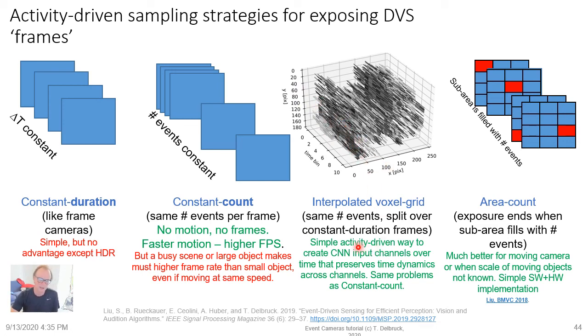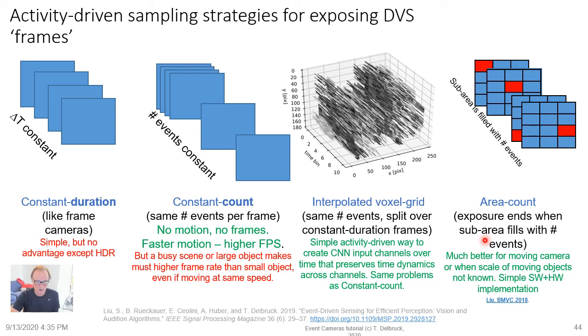This is a simple activity-driven way to create CNN input channels over time that preserves time dynamics across channels, but it has a similar problem as constant count if you have a variety of scene busyness, and sometimes the camera is staring and sometimes the camera is moving.